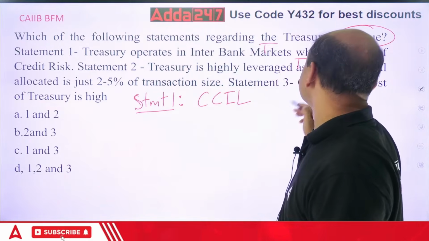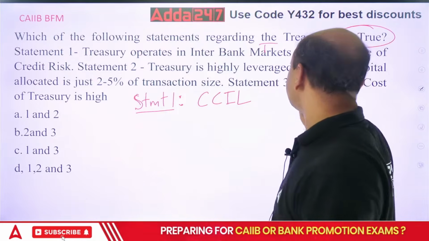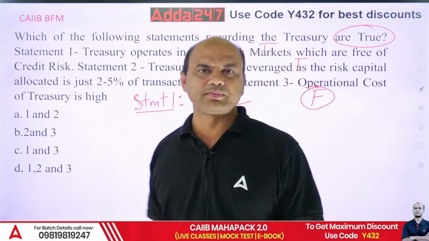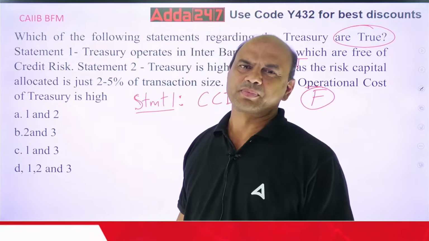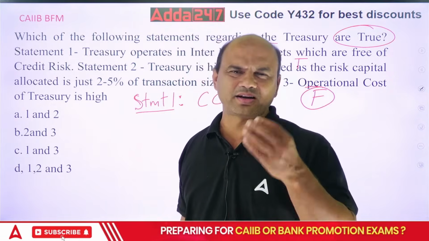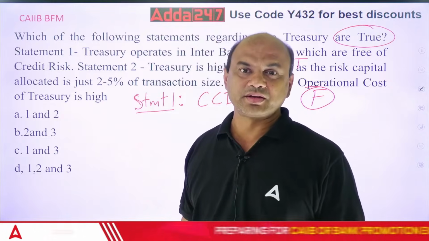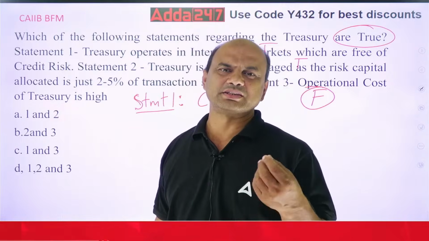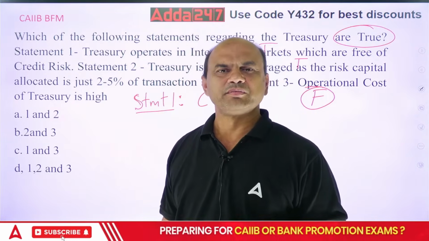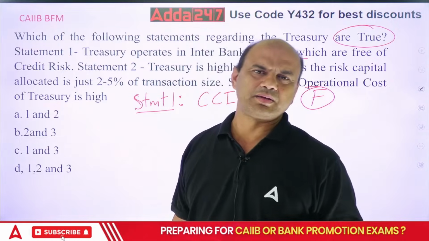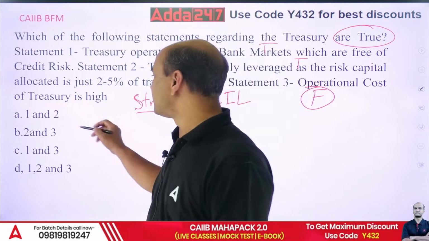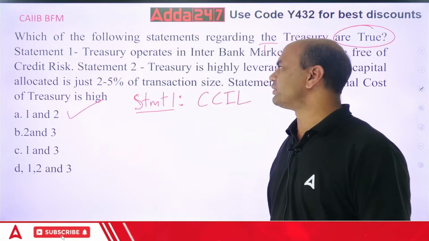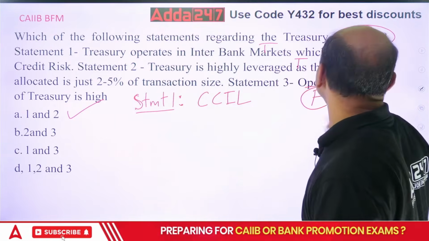Third one, operational cost is very high. That is false. Operational cost in treasury is always less, because there are very few employees. Full treasury is generally managed by hardly 5-6 employees, even for big banks. Some banks have, let's say, 15-20, but the main ones are only 3-4 in any bank. So statement 1 and 2 are true, and the third is not true.